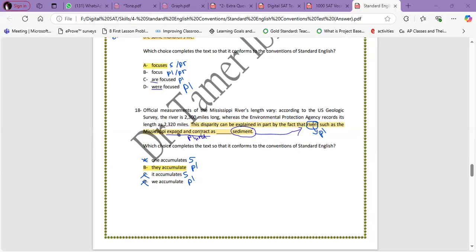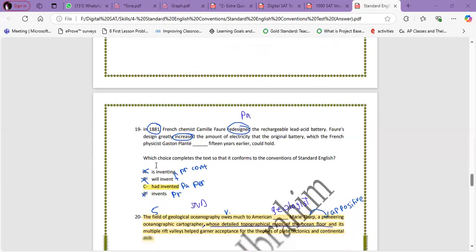It says here, this disparity can be explained in part by the fact that rivers, such as the Mississippi, expand and contract as sediment. He talked about rivers. I don't care what comes after "such as." Rivers, plural, so I need plural. So cancel "one accumulates" and "it accumulates." They or we, can we say rivers? We? So it's going to be they.